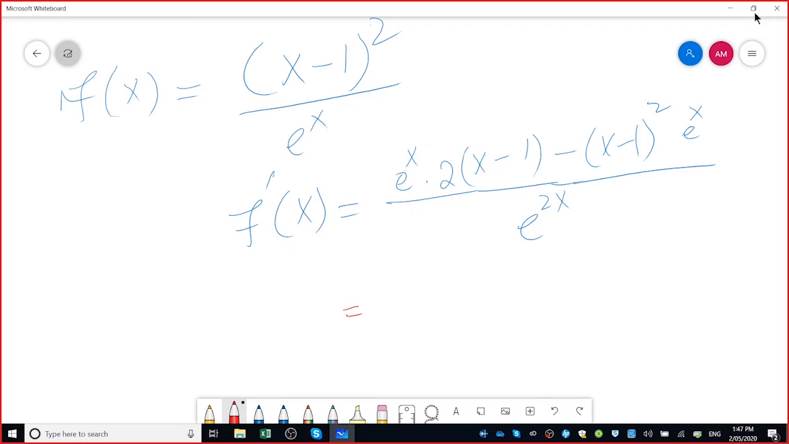So this thing becomes, let me take that out: e raised to the power of x, and you told me that there is also x minus 1. Right?